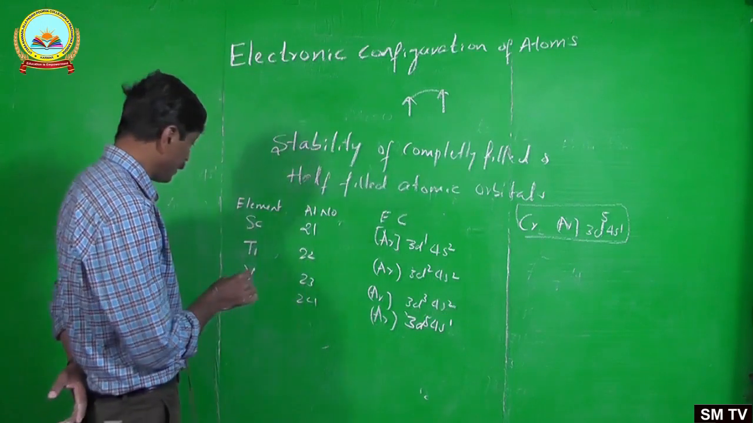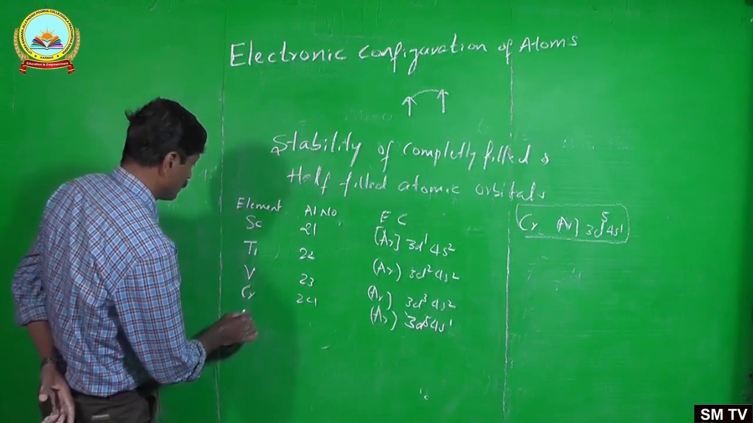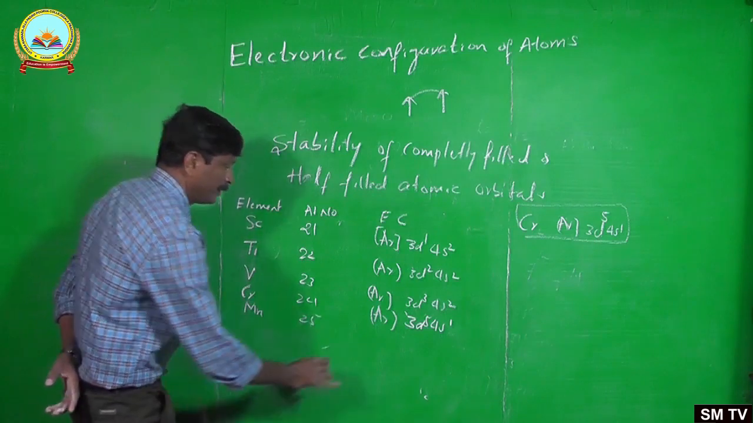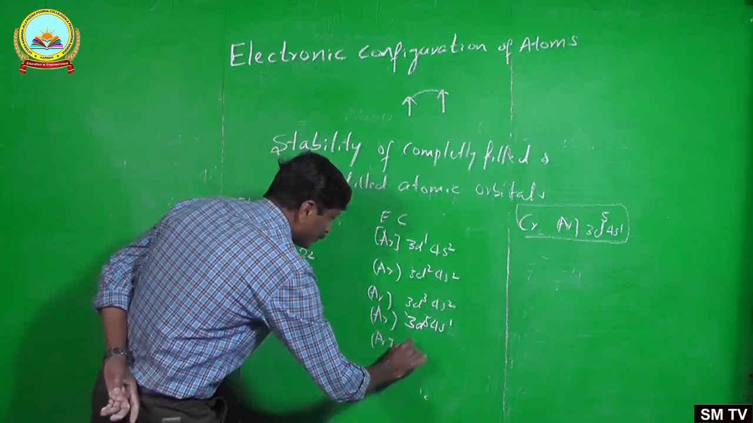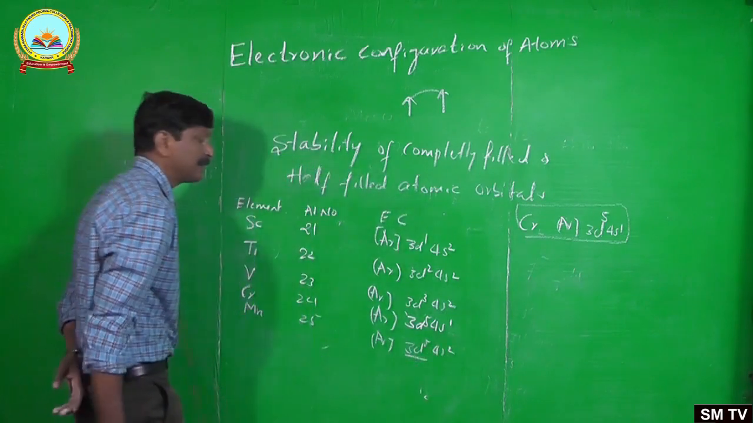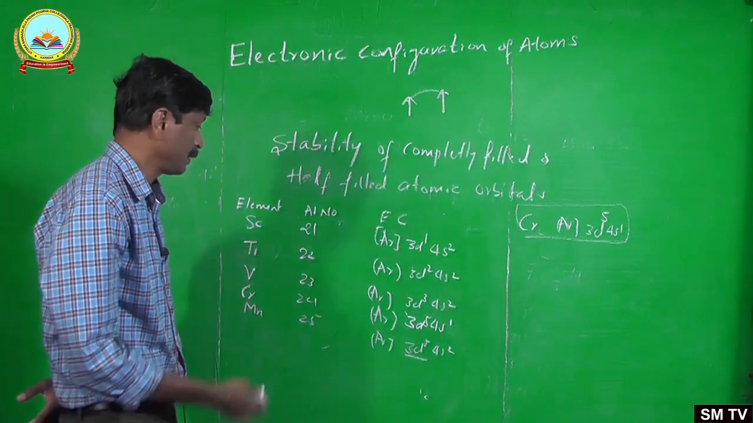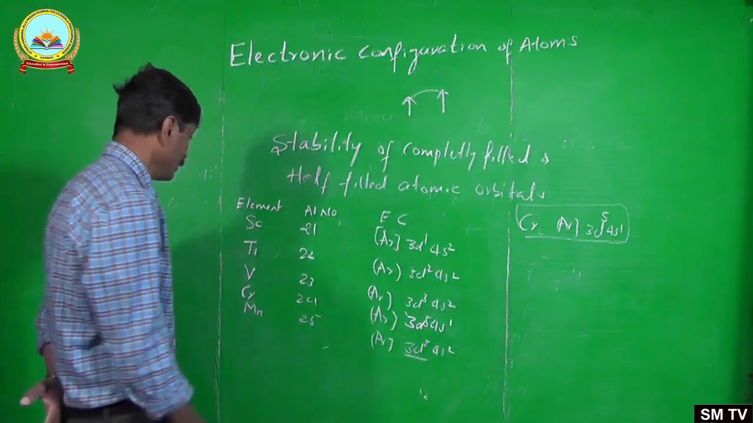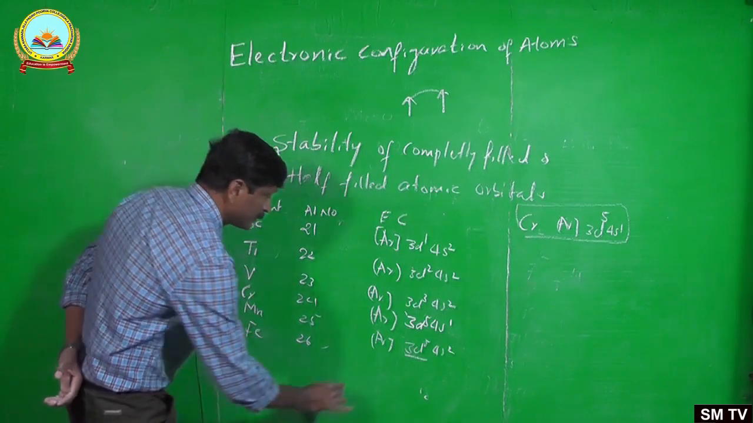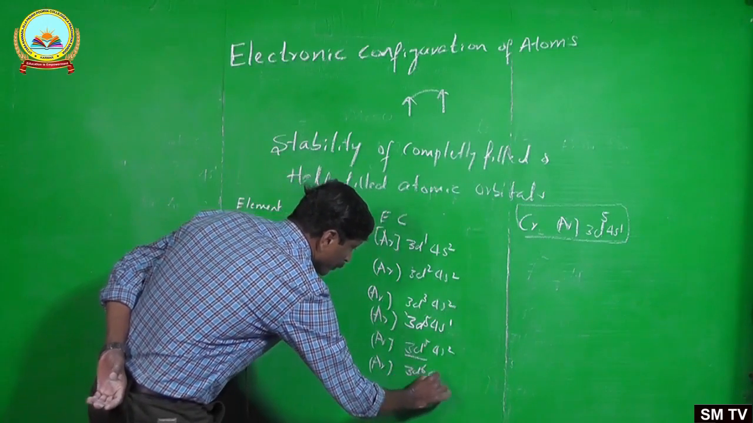After that, manganese, its atomic number is 25. See the argon configuration. Now the electron moves to which orbital? 4s2. It also retains the half-filled electronic configuration. After that, iron 26, it's an argon configuration, 3d6 4s2.